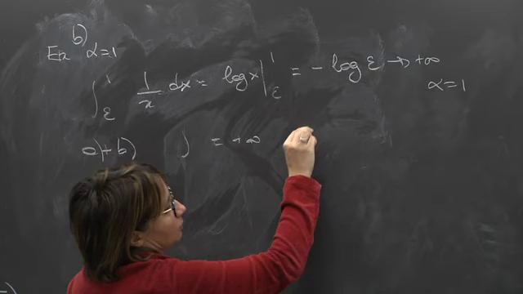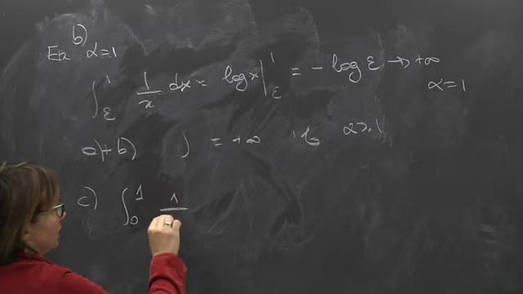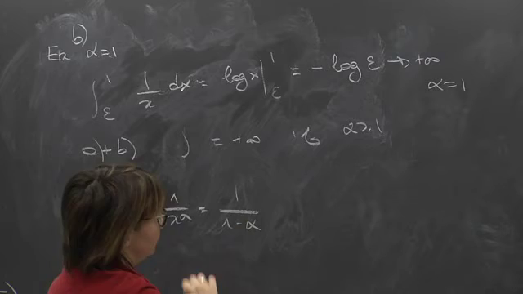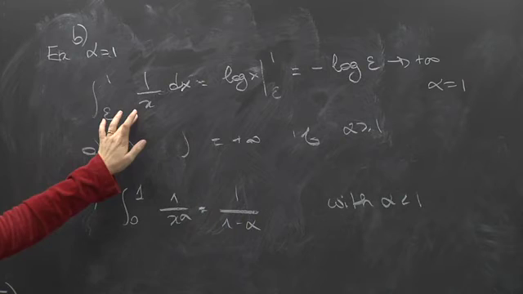The case C, which is the finite one: you have that the integral from 0 to 1 of 1 over x alpha, for the same reason, is equal to 1 over 1 minus alpha. So it's finite with alpha less than 1. Okay, then we can slightly change, for instance, the denominator.